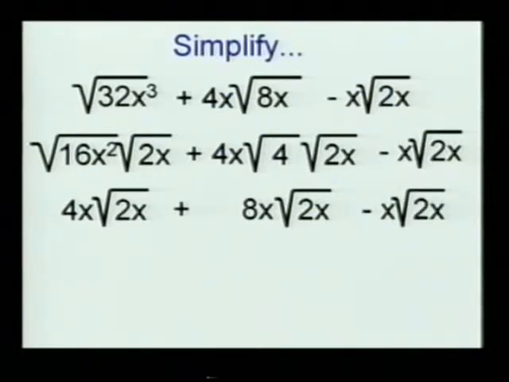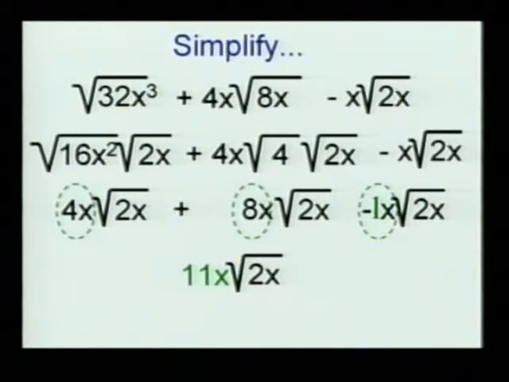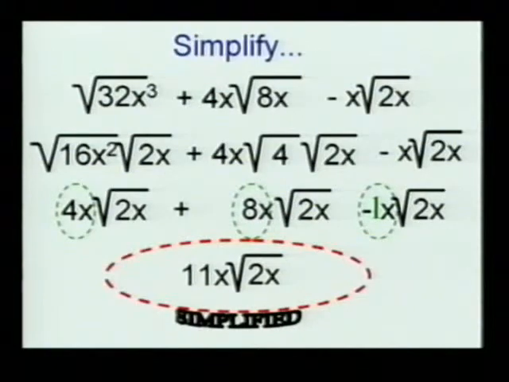Now, let's see. They all have the exact same radical. So I've got 4x, 8x, and minus 1x. That's 11x, radical 2x. And there's your answer.